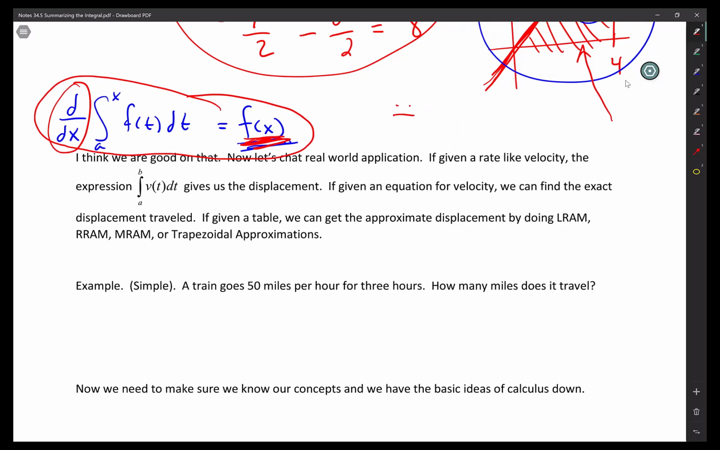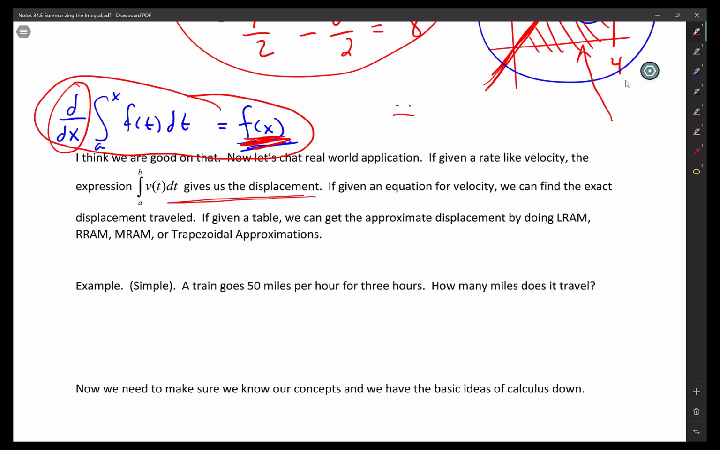It says, if given a rate like velocity, the expression integral from a to b of v of t dt gives us the displacement. Why? Because if I have a velocity curve in miles per hour, and you're literally just finding the area under the curve, miles per hour times hours is just miles. Now, if velocity is positive, you could say that it's distance. But velocity can be positive or negative. So we're going to use the word displacement. Is that okay?